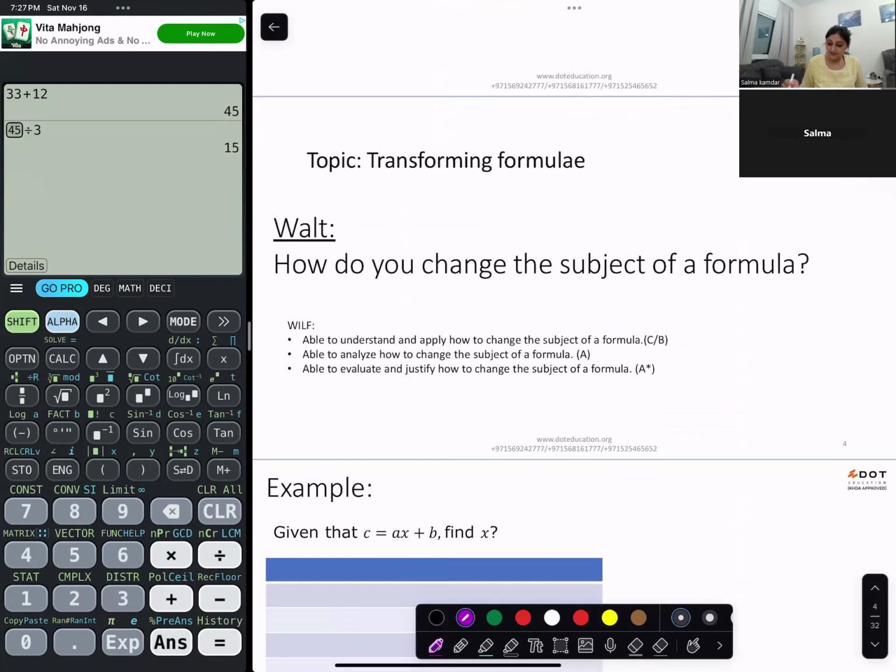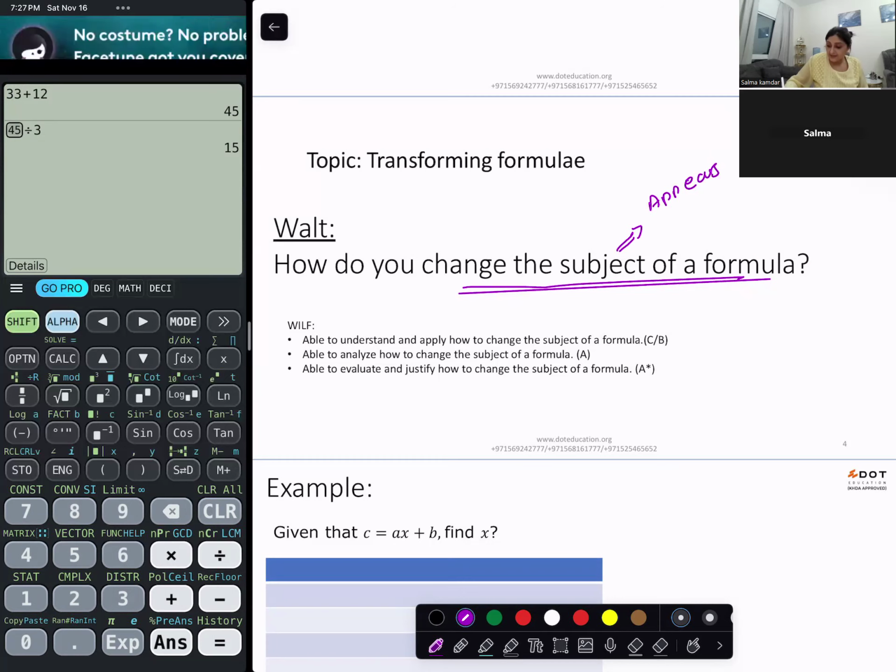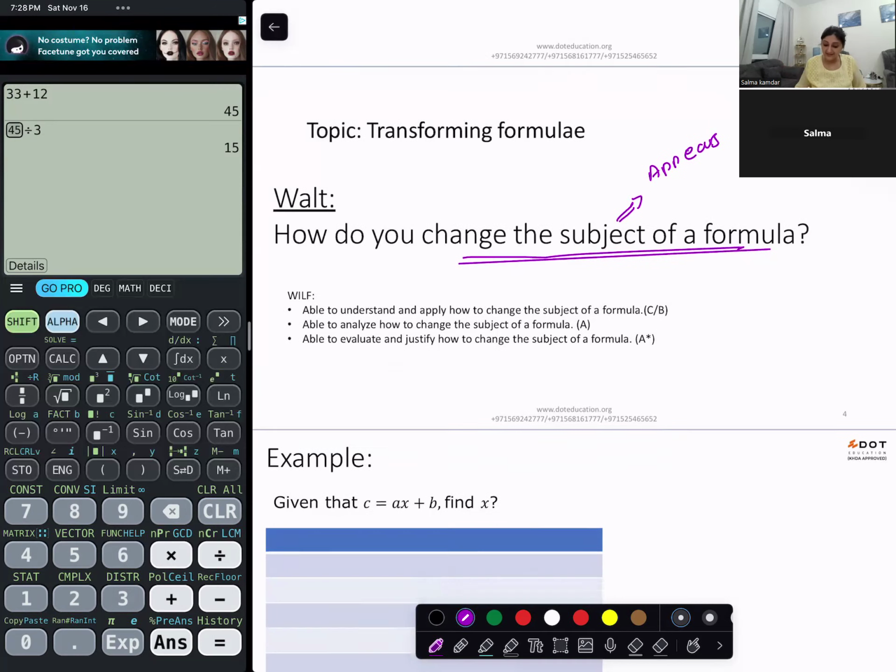Let's go ahead. So now our focus topic is how do I change the subject of the formula. When you see the question, you have to analyze what is the subject. Subject is something that always appears once. So whatever you want to make the subject should appear once and the remaining things would go on the other side.